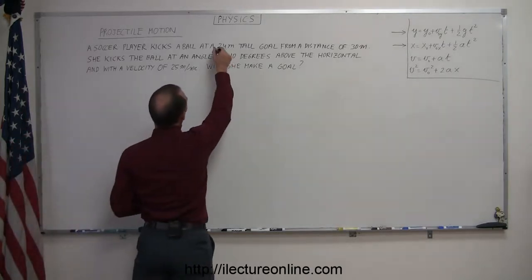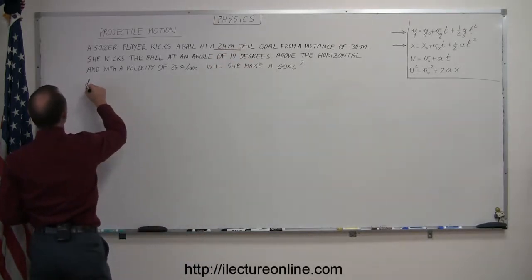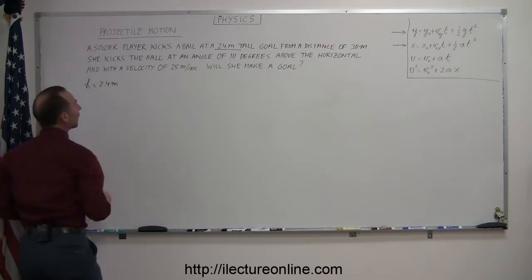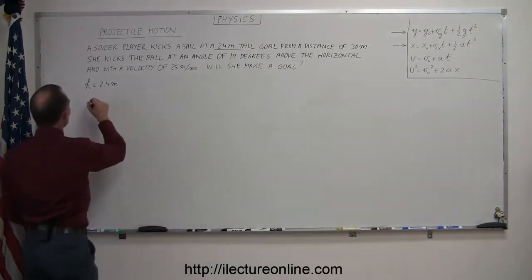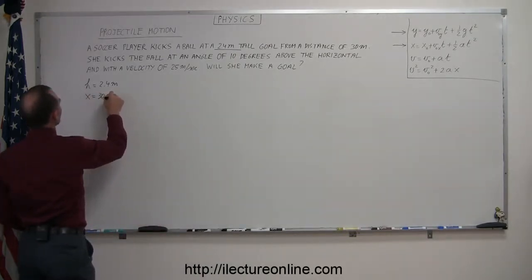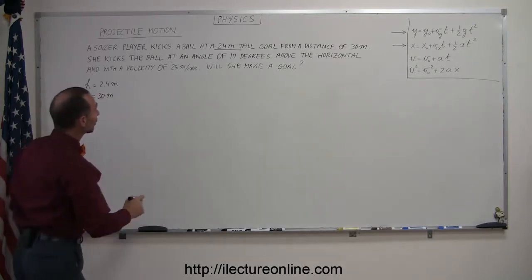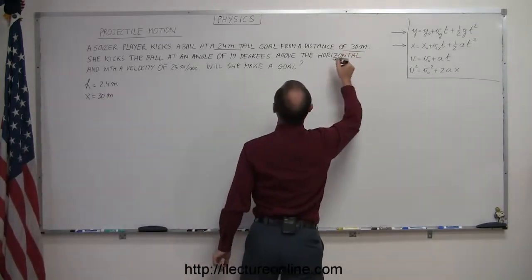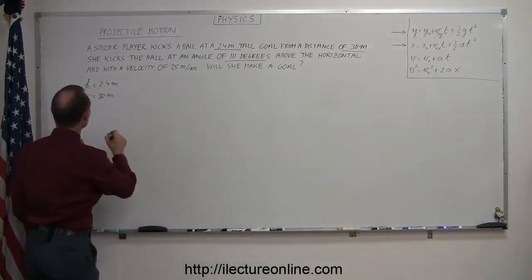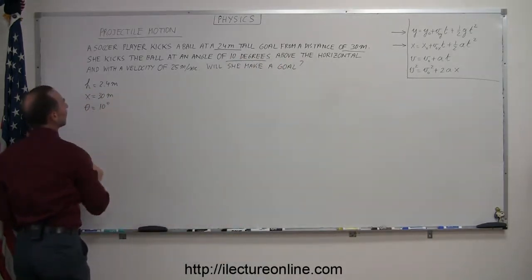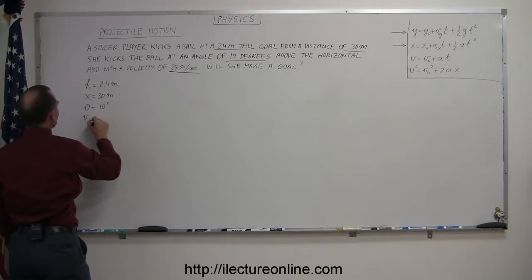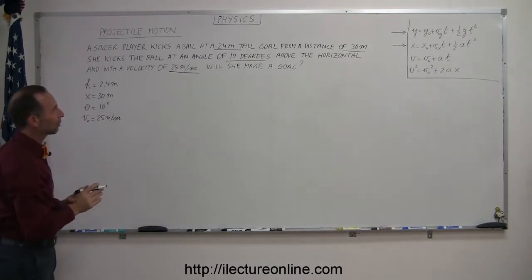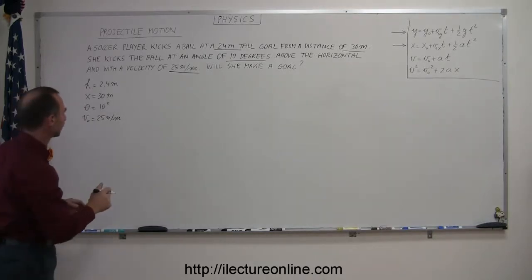First of all, they tell us that the goal is 2.4 meters tall, so the height of the goal is equal to 2.4 meters. The distance from where she kicks the ball to the goal is 30 meters, so that's x equals 30 meters. She kicks the ball at an angle of 10 degrees, so the angle is 10 degrees. And finally, the initial velocity is 25 meters per second. V initial equals 25 meters per second. So we've made the list of all the things that were given. And the question is, will she make a goal?